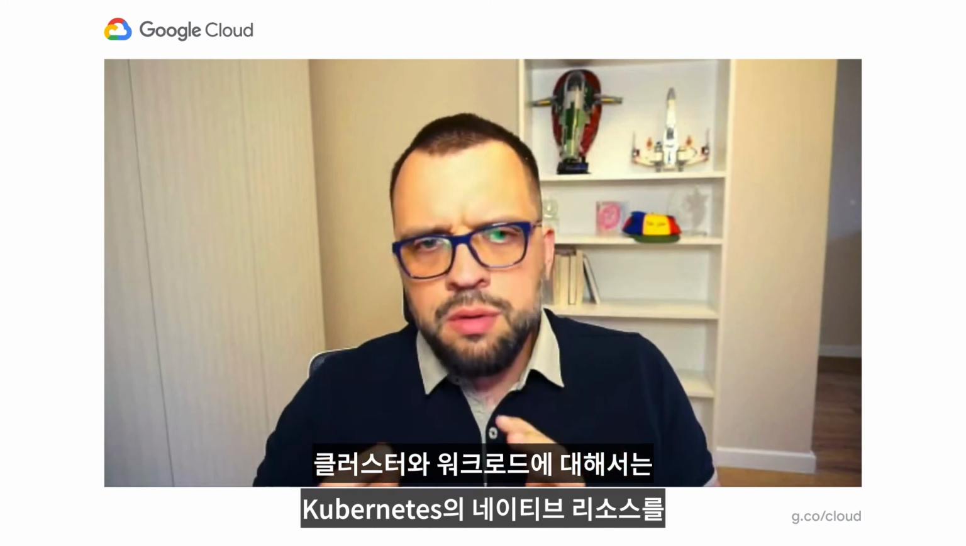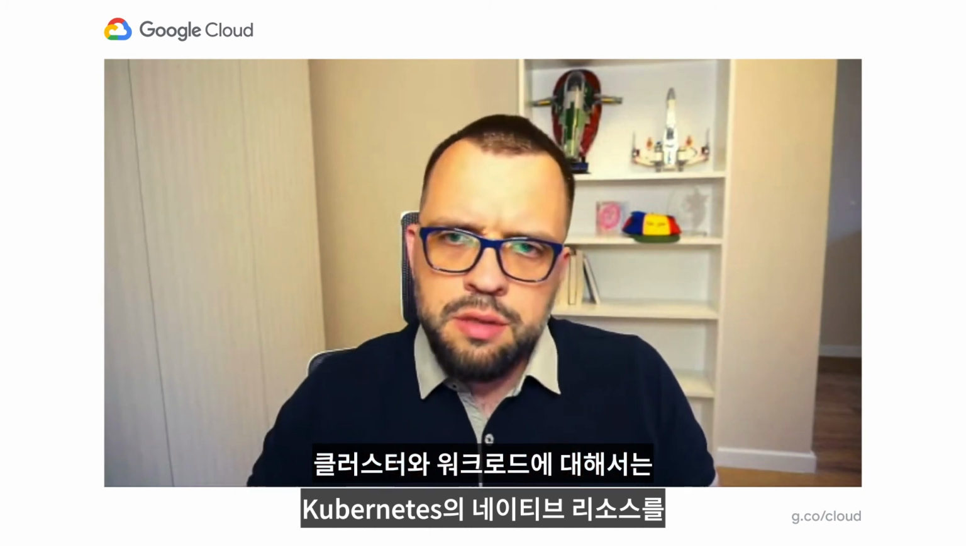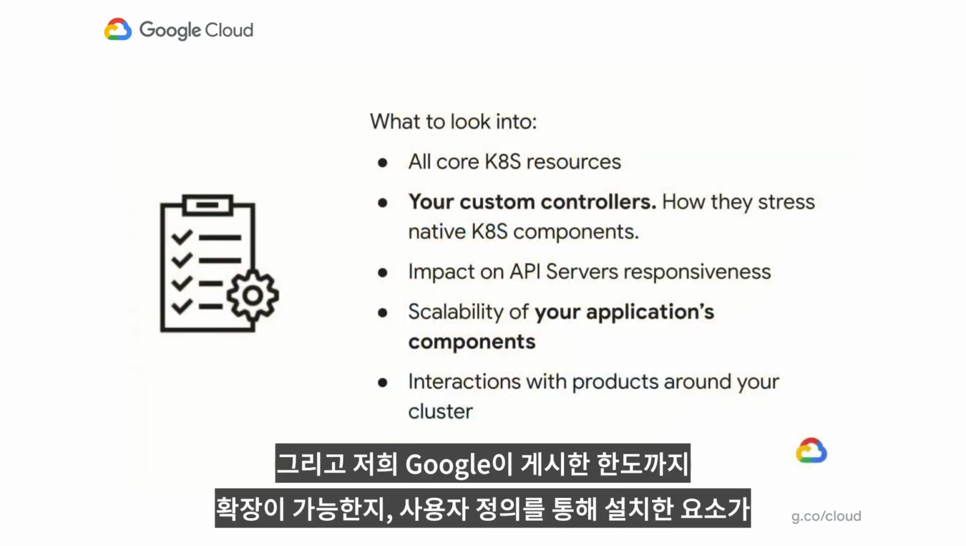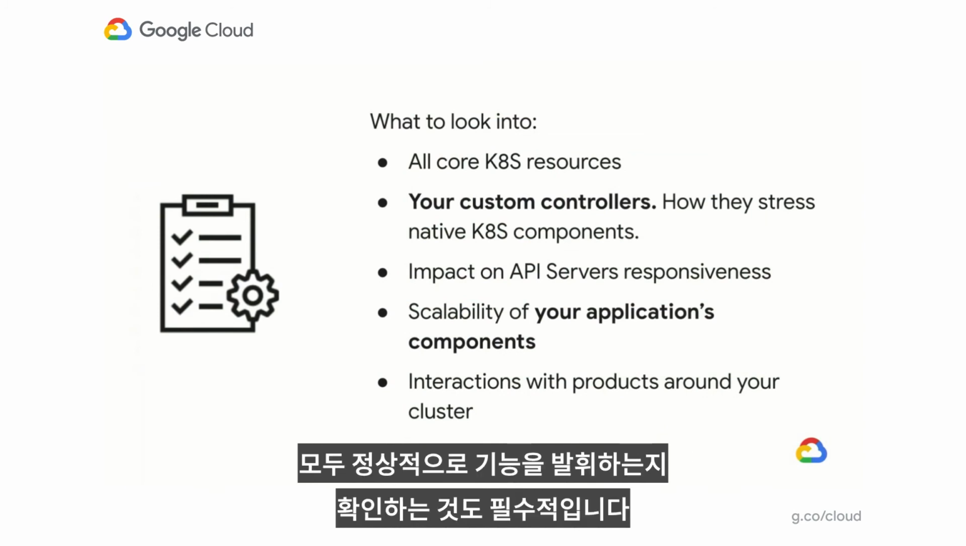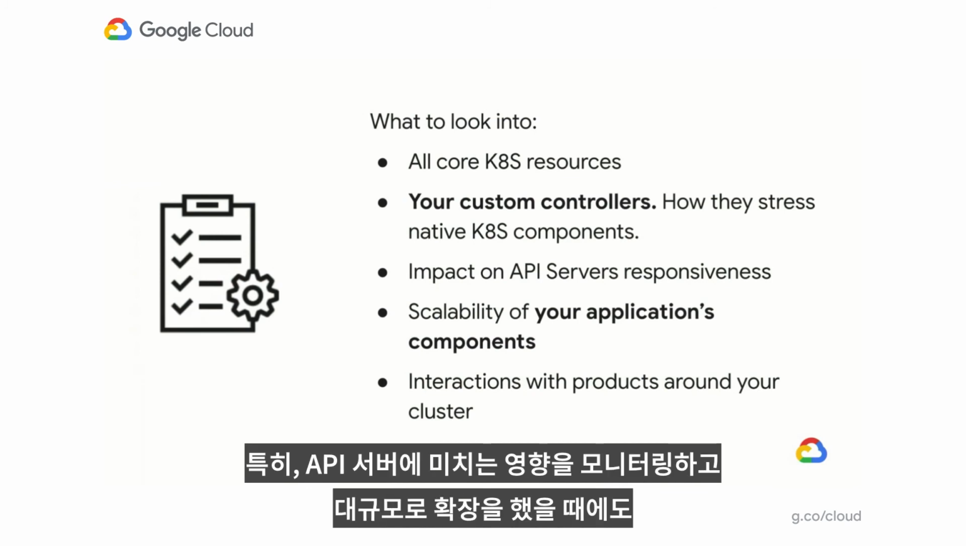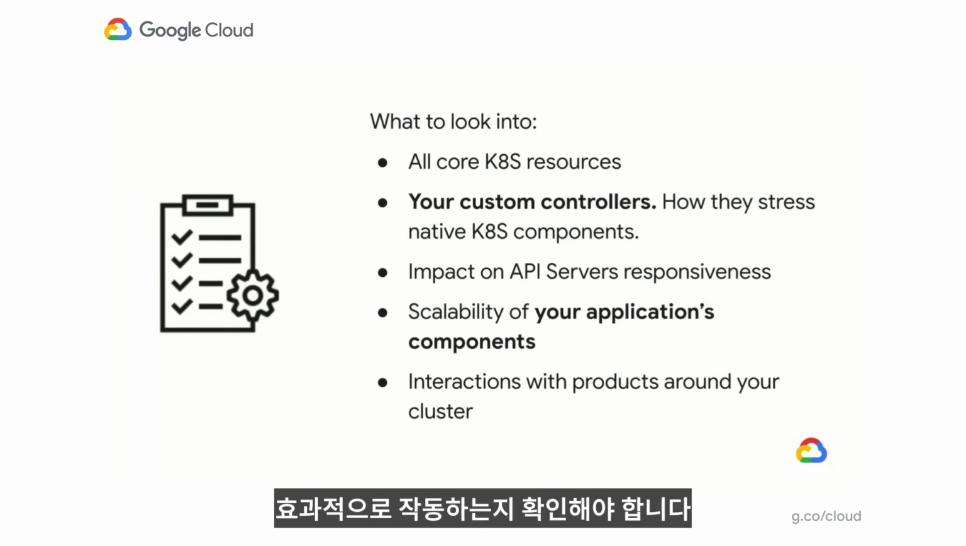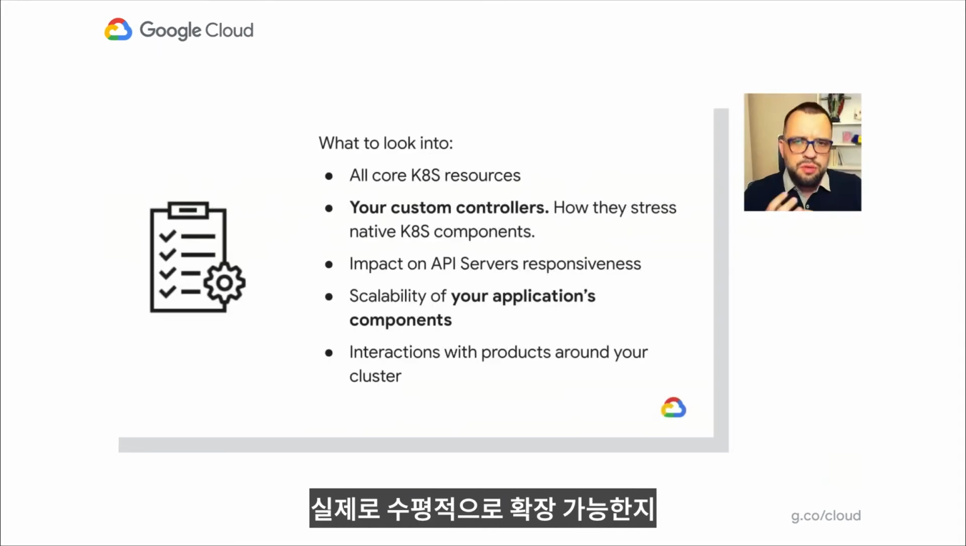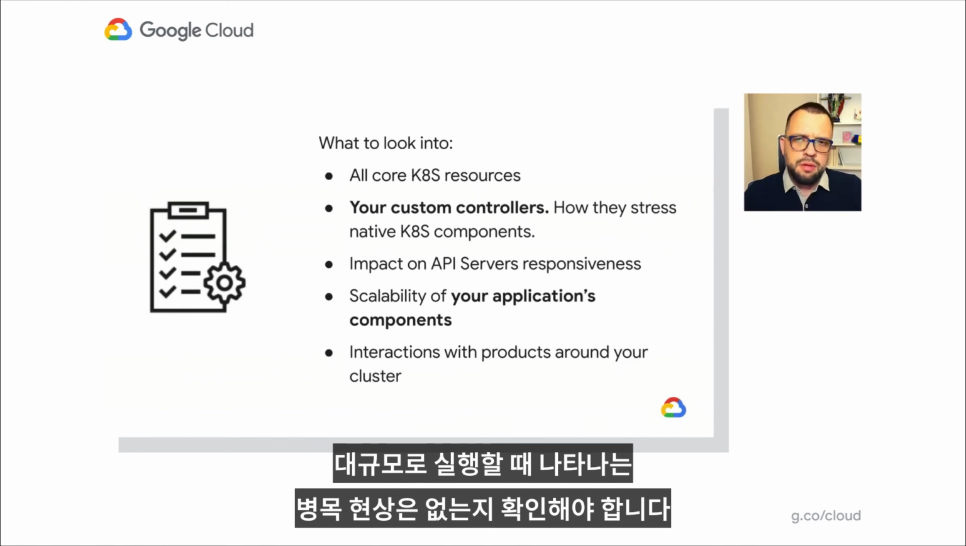When you think about which aspects of your clusters and workloads you should look into, definitely validate how you are going to use all of the native Kubernetes resources, whether you're not going to hit any limits that we documented and published. See how all of the customizations that you install perform, especially monitor what's the load and impact that they exert on the API server, and make sure they operate effectively at large scale. See also how your application itself performs at large scale, whether your pods and deployments are truly horizontally scalable, or there aren't any bottlenecks that surface when you run at large scale.